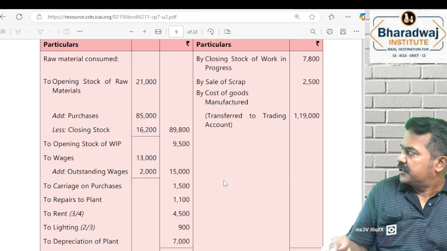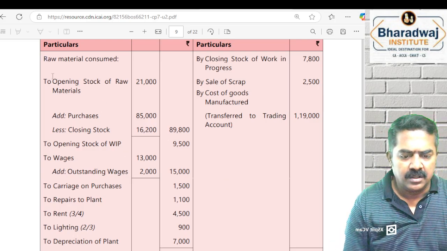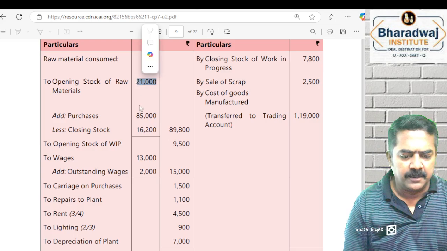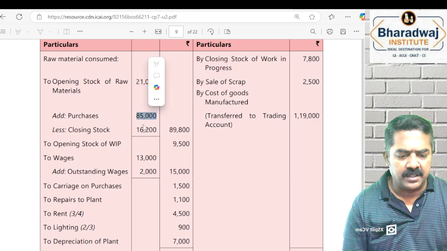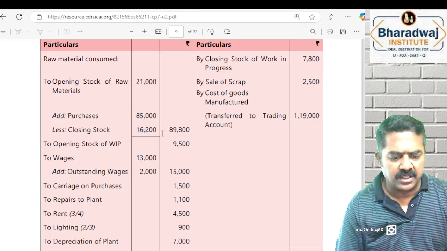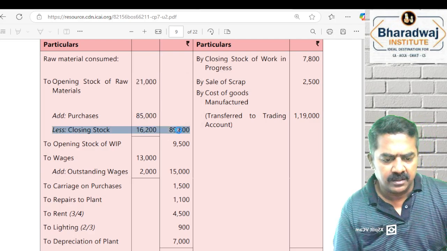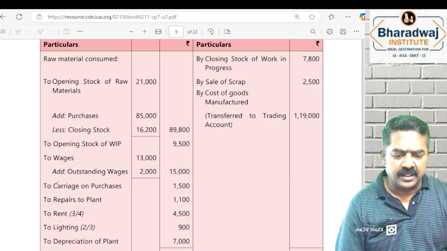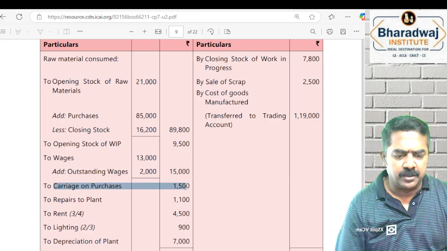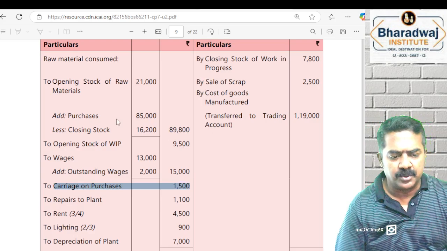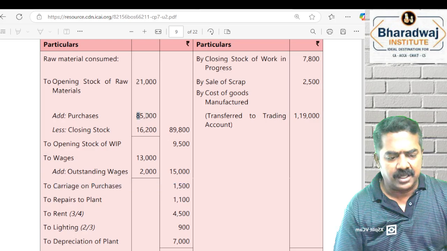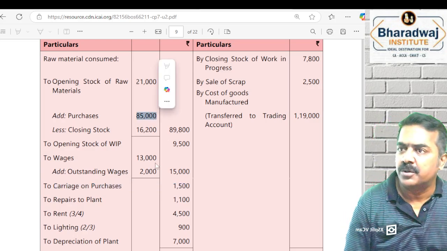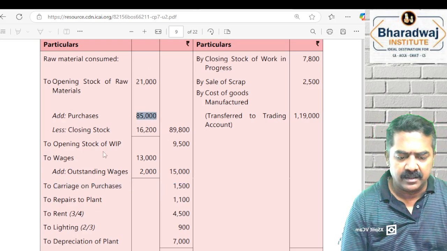You can check your answer also. Opening stock of raw material plus purchase of raw material minus closing stock of raw material will give us which one? 89,800. The carriage on purchases is clear. We can add it to purchases or show it separately also. Actually, if you want to do it properly, you have to debit it with purchases, add it to purchases.